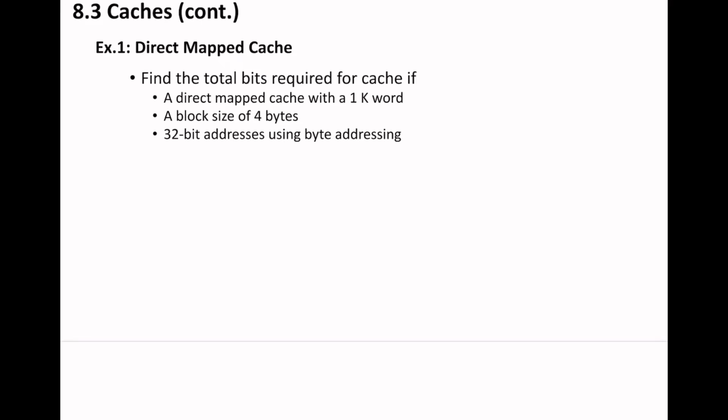Let's calculate the cache size given these conditions. Find the total bits required for a direct-mapped cache with a 1 kilo word block size of 4 bytes and 32-bit addresses using byte addressing. How do we find the total size?